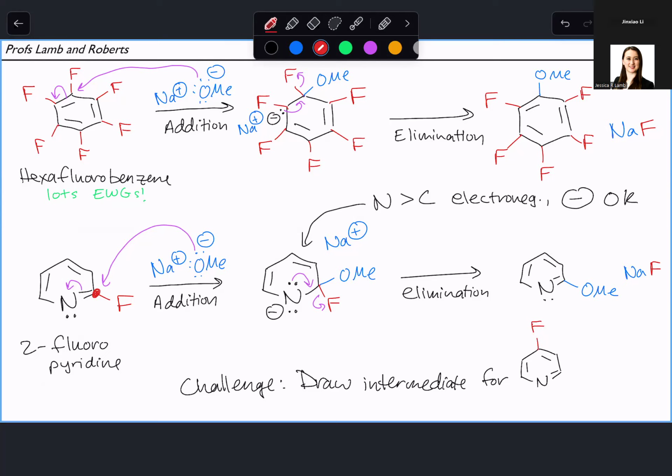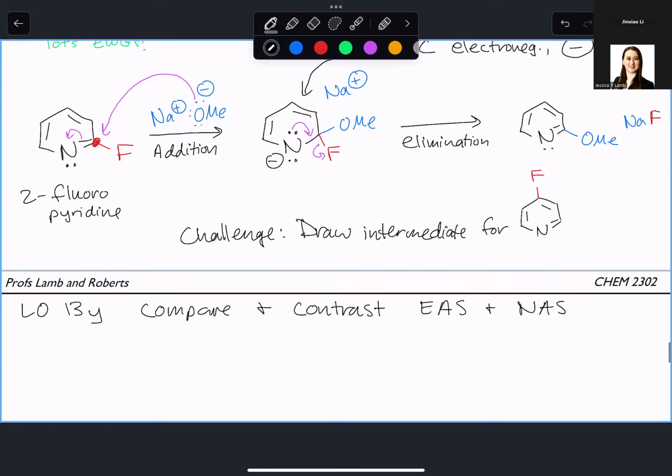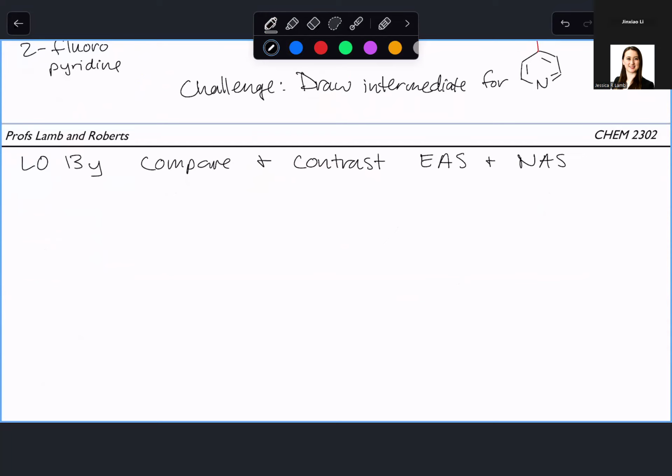Okay, so in the last few minutes, our last learning objective is comparing and contrasting EAS and NAS, mostly contrasting, let's be honest. So learning objective 13Y, so we are going to compare and contrast EAS and NAS, because they are basically opposites, but I understand that they look very similar. Okay, so we're going to do a little bit of a chart. I'm a big fan of charts to organize all the information. So we're going to have EAS on the top. We're going to have NAS on the bottom. Okay, we're going to compare all sorts of things.